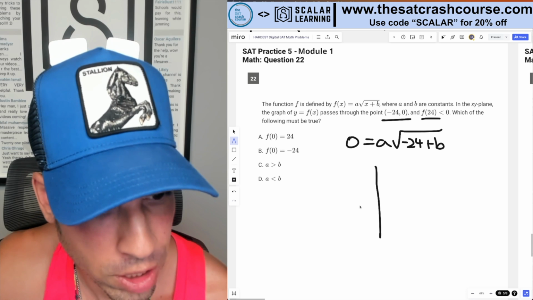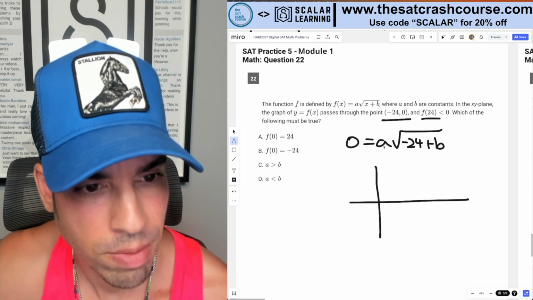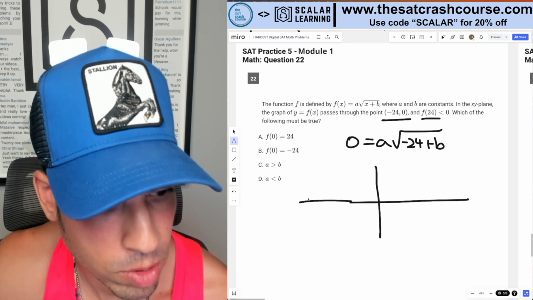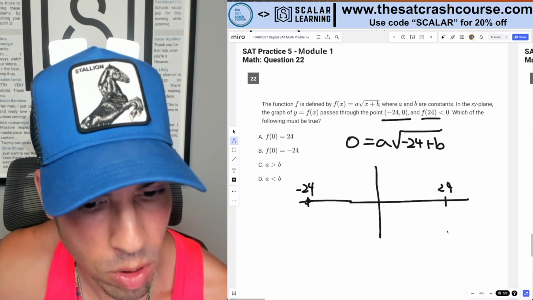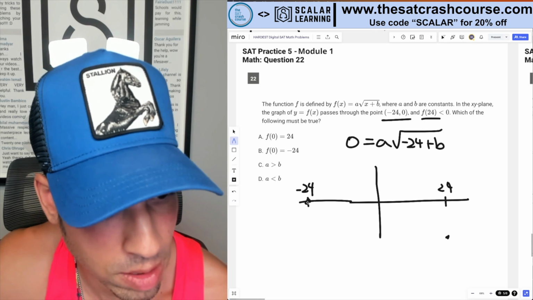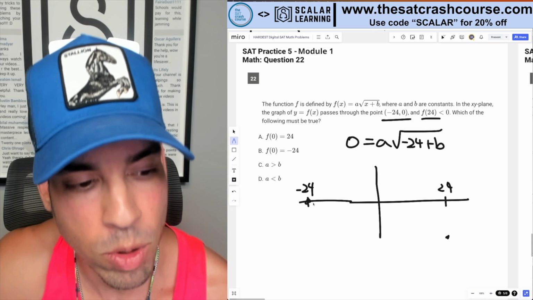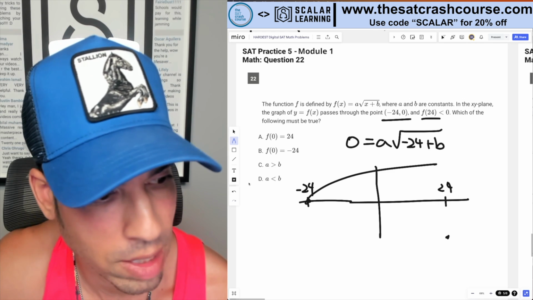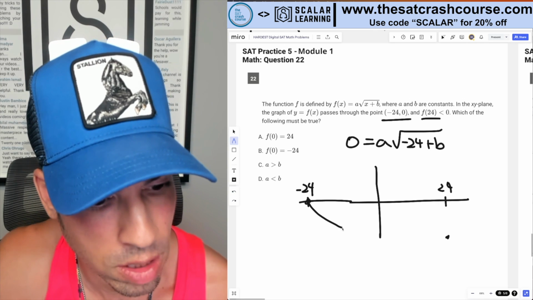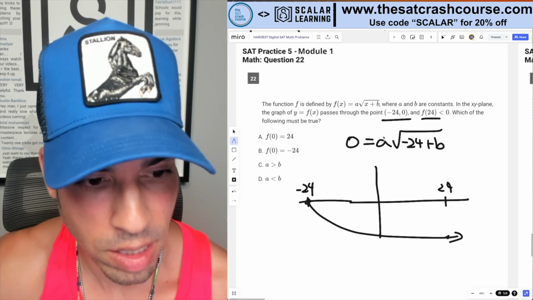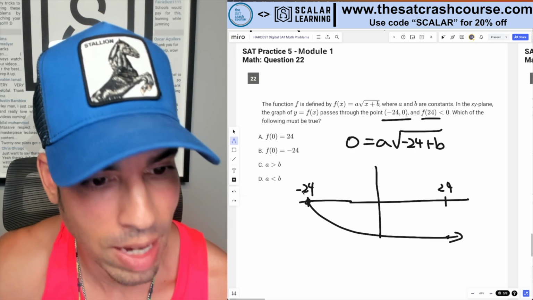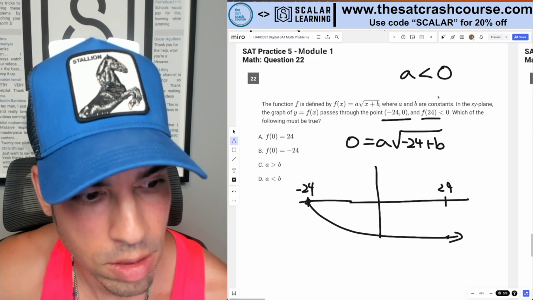And in addition, if I look at this, right, I've got -24 comma 0, let's say right here. And it says that f of positive 24 is negative. That means it's down here. Now, if you remember, typically your square root function goes like this, but if it's going down this way and hitting a negative point down here, that means it's been flipped across the x-axis. That means a has to be negative. So a is less than 0.